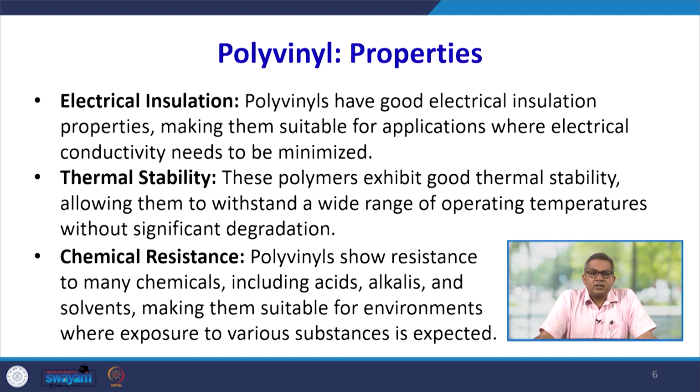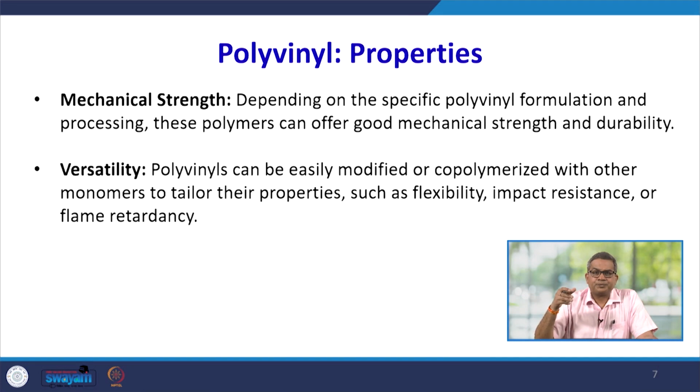Then chemical resistance. Polyvinyl shows resistance to many chemicals like acids, alkalis and solvents, which makes them suitable for environments where exposure to various substances is expected. Apart from this, mechanical strength plays a vital role. Depending on the specific formulation and processing, polyvinyl can offer good mechanical strength and durability. Then versatility: it can be easily modified or co-polymerized with other monomers or functional groups to tailor its properties, and sometimes you may enhance flexibility, impact resistance or flame retardancy.